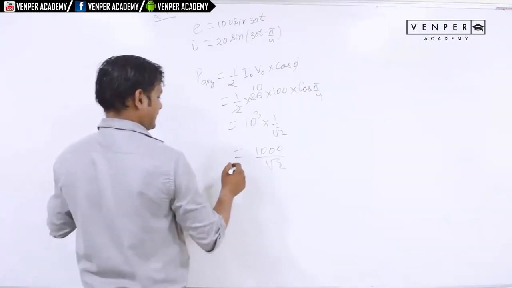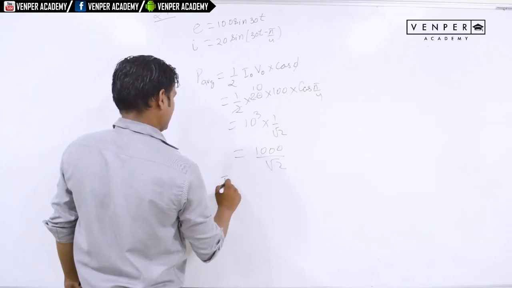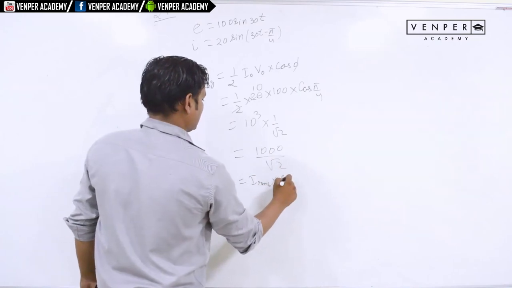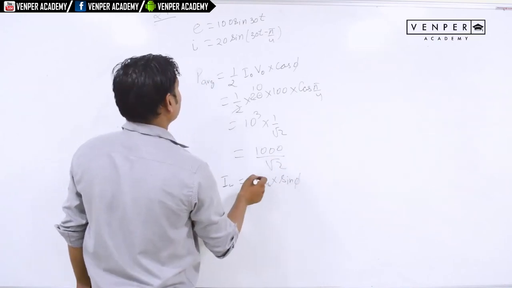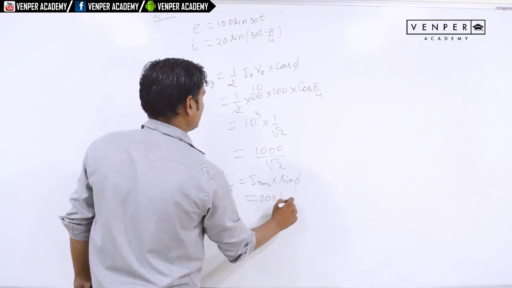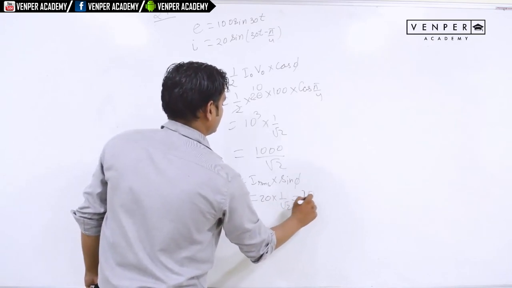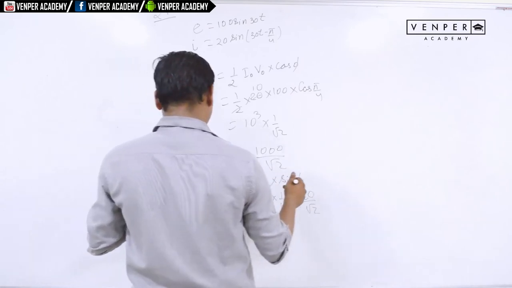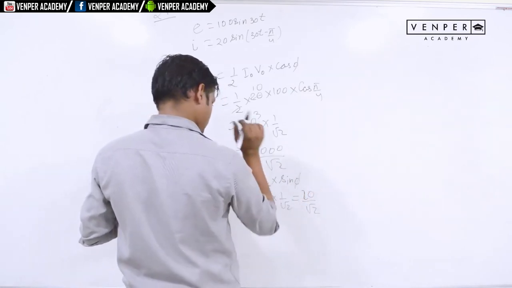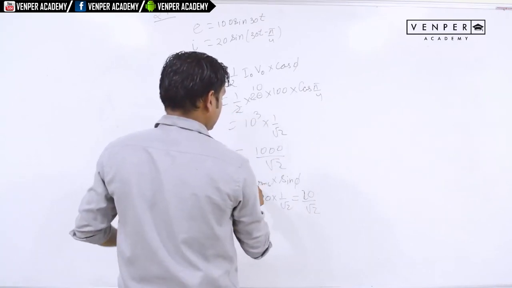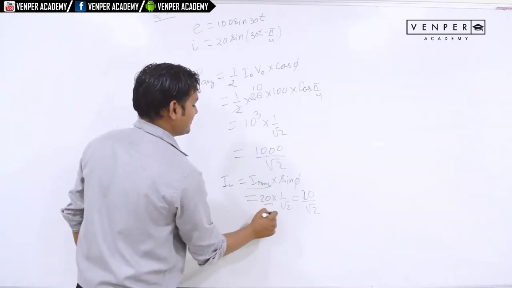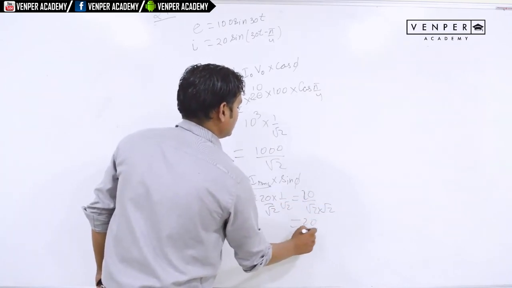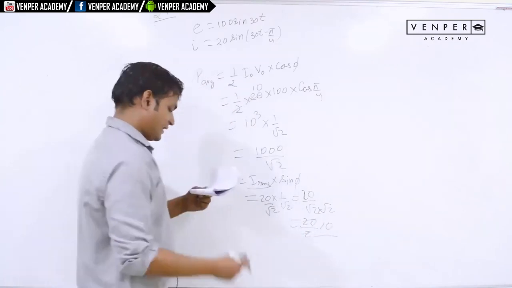For the wattless current, that should be equal to IRMS into sin phi. Same thing, IRMS is how much? 20 into 1 by root 2. So IRMS will be 20 by root 2, and sin phi is 1 by root 2. So root 2 into root 2, 20 by 2, so 10. So the correct answer is what?